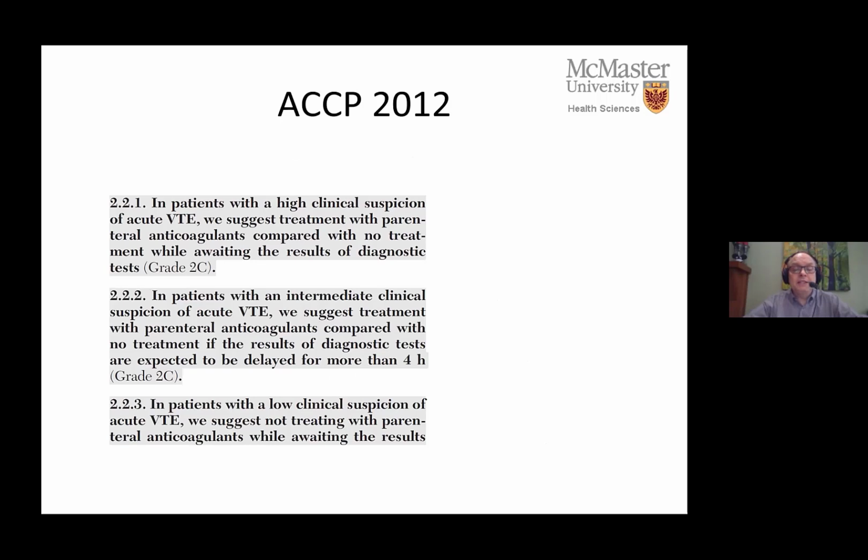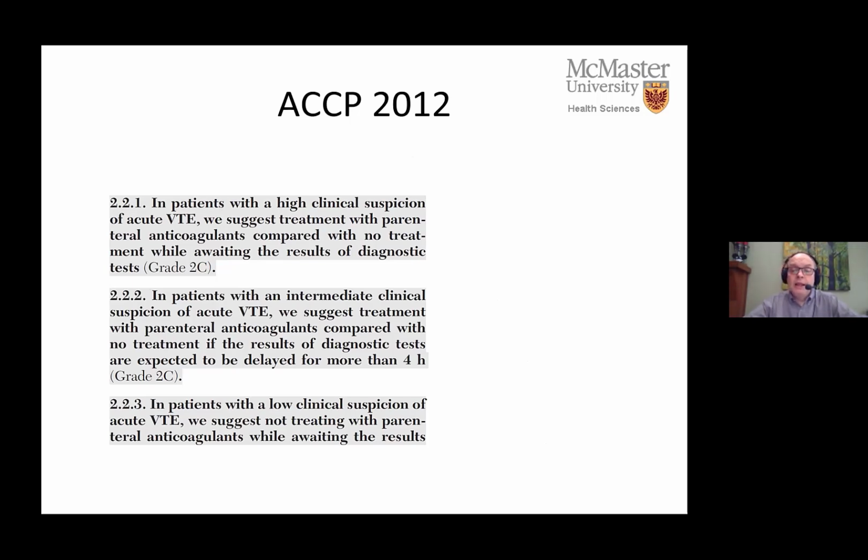What does the ACCP say about presumptive testing? So there haven't been any recent recommendations, but the 2012 American College of Chest Physician guidelines would still be the ones that are in force. And they're very specific about this. In patients with a high clinical suspicion of acute VTE, we suggest treatment pending results of diagnostic testing. In patients with an intermediate clinical suspicion, they also suggest treatment pending availability of testing.